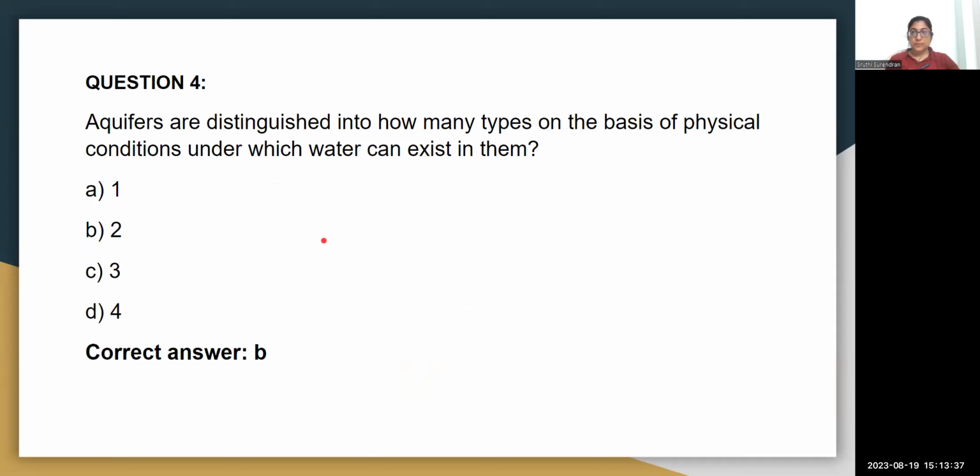There are two types of aquifers that we have learned about: the confined aquifer and the unconfined aquifer. A confined aquifer is the one which is between two impermeable layers, and an unconfined aquifer is one which has an impermeable layer on the bottom and water accumulates on top. So that is the right answer.